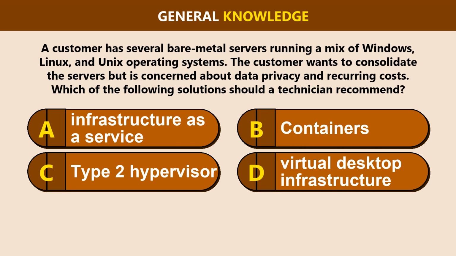Question 71. A customer has several bare metal servers running a mix of Windows, Linux, and Unix operating systems. The customer wants to consolidate the servers but is concerned about data privacy and recurring costs. Which of the following solutions should a technician recommend? Option A, infrastructure as a service. Option B, containers. Option C, Type 2 hypervisor. Option D, virtual desktop infrastructure.